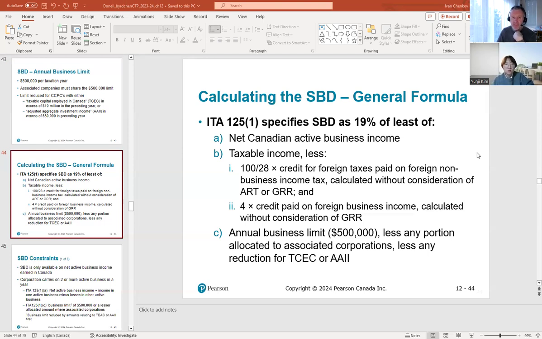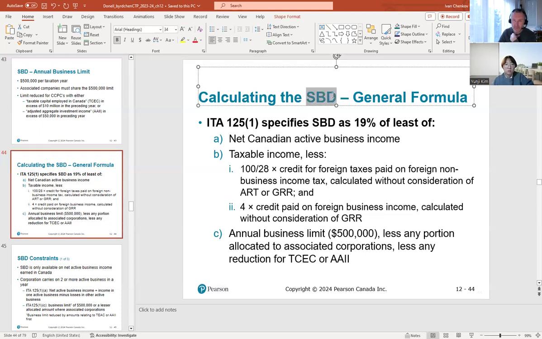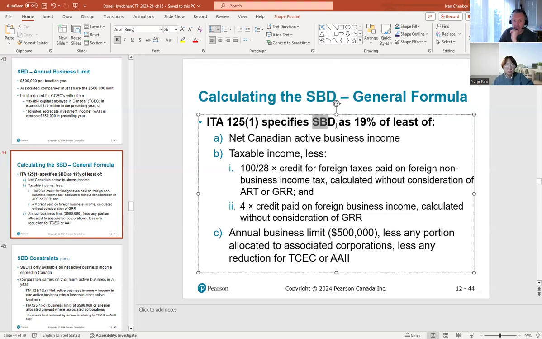Okay, so let's go here. Now the calculation of the small business deduction, not the taxes, the small business deduction. They specify that the small business deduction is 90% of the least of net Canadian active income. So now we have to chase the net Canadian active income. That's one thing that we have to chase. B, taxable income less.